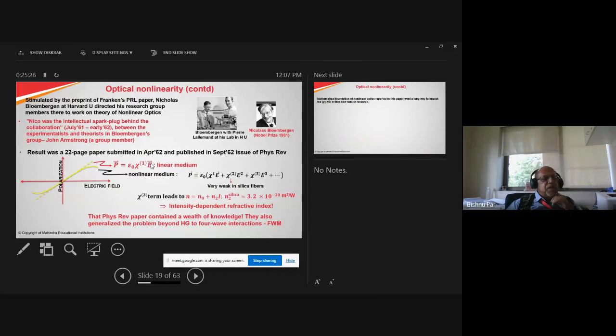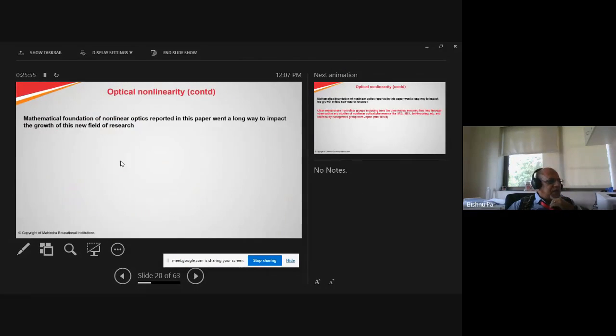That Physical Review paper contained a wealth of knowledge, as told to me by Bob Boyd from the University of Rochester once. You know that he has written a very nice book on nonlinear optics. And he said, whenever we thought of something new we had discovered, we found that it is somehow hinted at in that particular paper. In this paper, Bloembergen's group also generalized the problem beyond harmonic generation through four-wave interactions, which is called four-wave mixing.